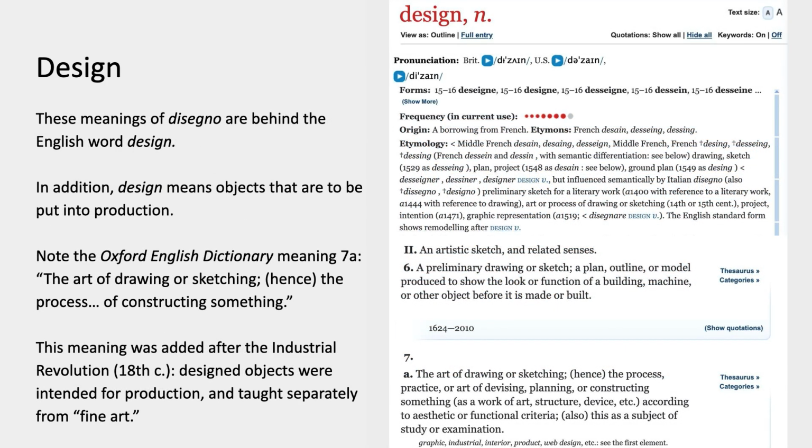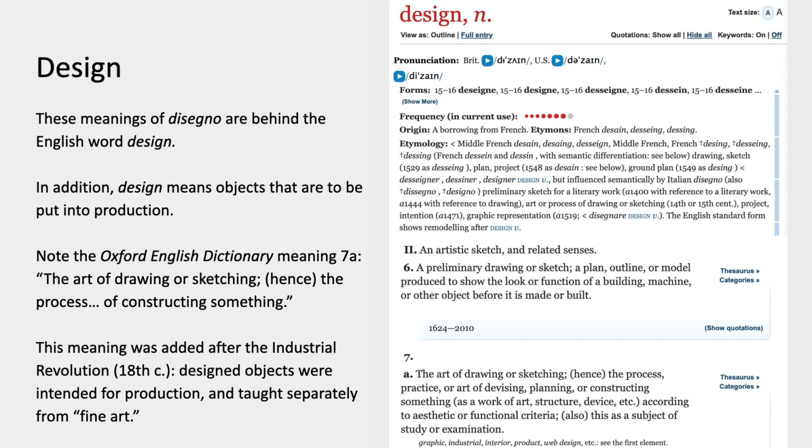These meanings of disegno are also in the English word design. In addition, though, design also means objects that are to be put into production, so it also has an entirely different etymology. Here's an entry from the Oxford English Dictionary, and down at the bottom I have meaning 7a, in which design is the art of drawing or sketching. That would be the original narrow meaning of disegno, but also the process of constructing something. And that's an interesting conjunction, separated by that semicolon, of two entirely different meanings.